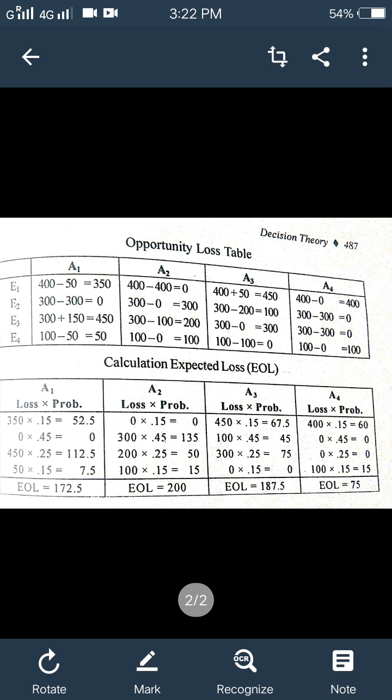This is the complete solution of the decision making under risk, right?